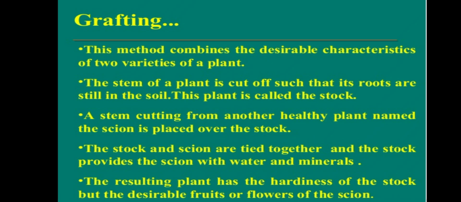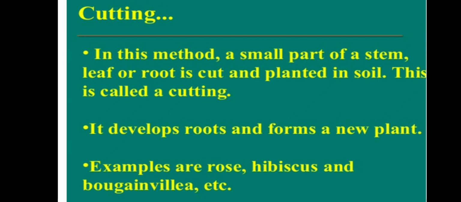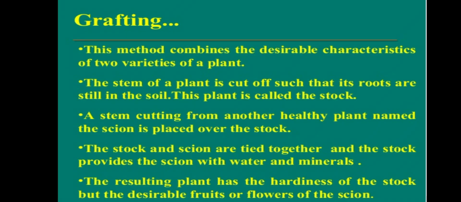The stalk and the scion are tied together, and the stalk provides the scion water and minerals. So class, today we have learned about two more methods of artificial vegetative propagation, that is cutting and grafting.